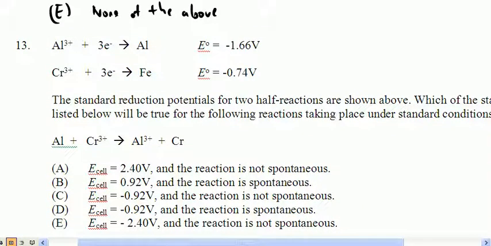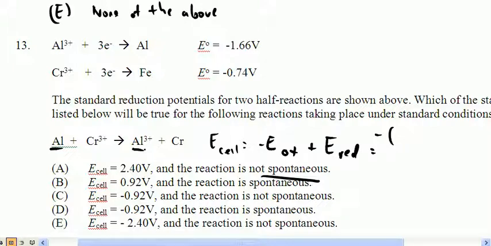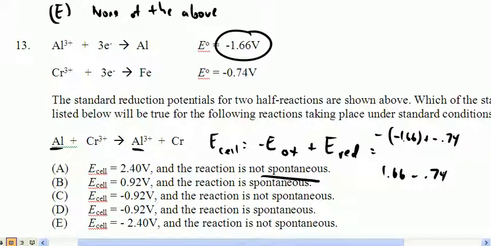In this problem above, they're basically just asking you to calculate E, and then to understand the spontaneity of the situation. So negative E ox plus E reduced is going to be negative Al, who's oxidized. So I'm going to flip this, and I'm going to get a negative 1.66 plus negative 0.74. So I'm at 1.66 minus 0.74. Okay, so I'm going to get a positive 0.92 volts in this situation.